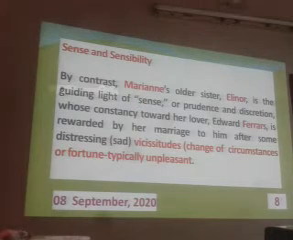By contrast, Marianne's older sister Elinor is the guiding light of sense or prudence and discretion, whose constancy toward her lover, Edward Ferrars, is rewarded by her marriage to him after some distressing, sad vicissitudes, or change of unpleasant circumstances or fortune.